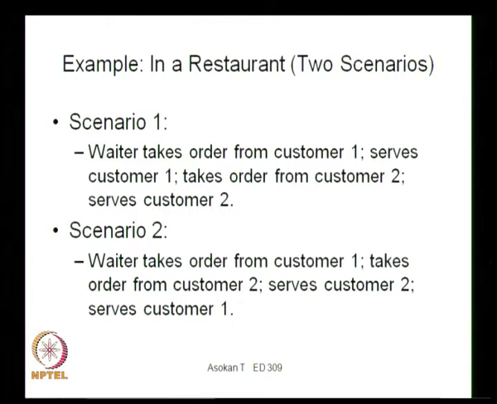The second scenario is that the waiter takes the order from customer 1, takes the order from customer 2, serves customer 2, and then serves customer 1. So this is another scenario. Of course, you can have many other scenarios of various situations, and then try to see how we actually get those scenarios represented using Petri nets. Just for example, I am showing two scenarios.